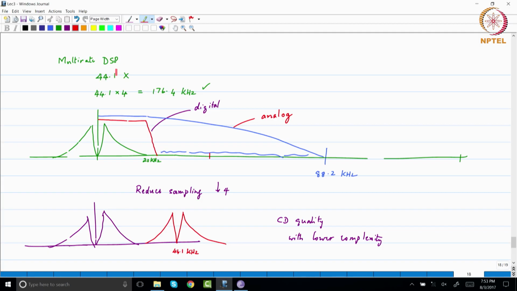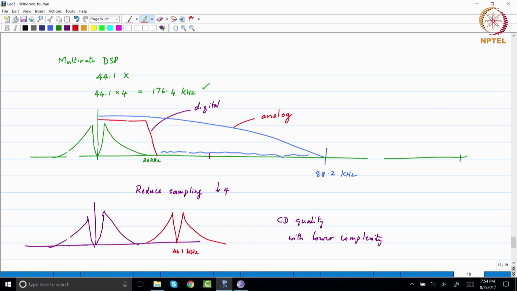So we said that multi-rate signal processing allows us the following option. Treat it as sampling with a sampling rate of 176.4 kilohertz. That means the sampling point has moved sufficiently far, and we now have omega s by 2 at 88.2 kilohertz. The analog filter has to be flat up to 20 kilohertz and then can droop all the way to 88.2. Everyone's comfortable with that?